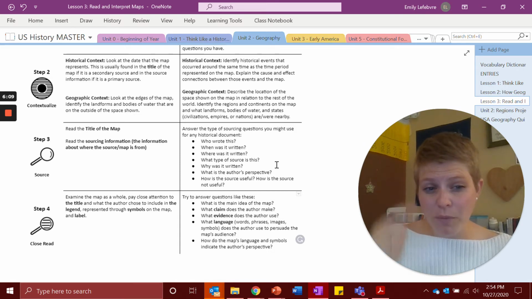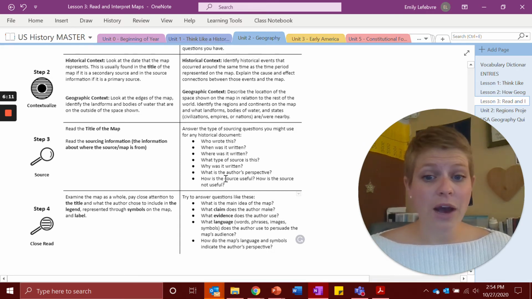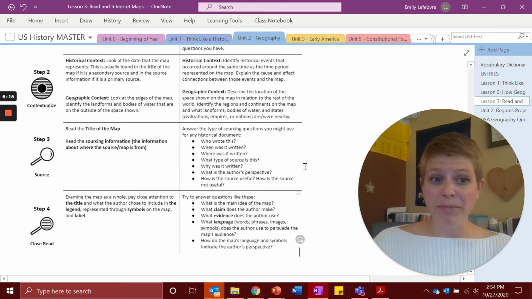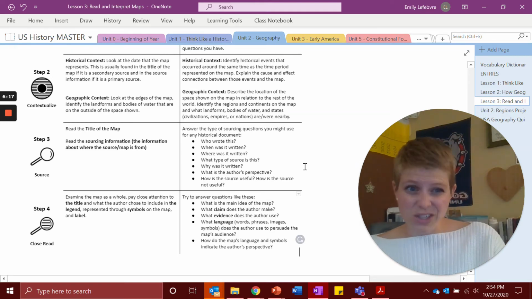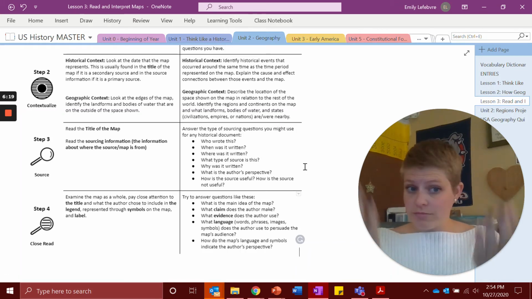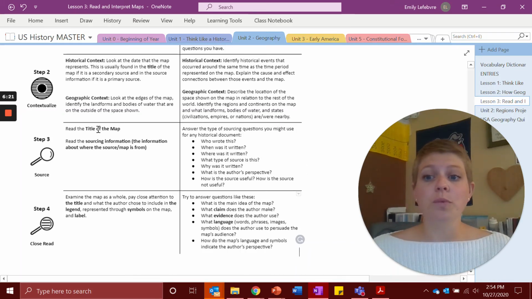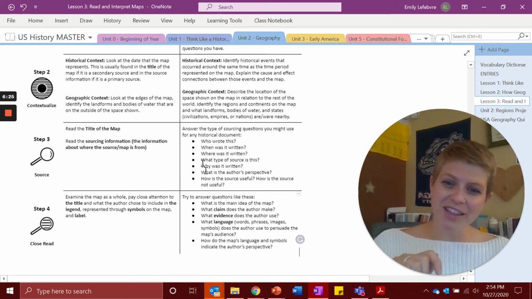Things to think about. And how is this source useful? How is this source not useful, right? Is it a good map that you can learn things from? Or is it a not good map and you need more information? You got to decide. So pause here, look through that section again, highlight important things, and then come back.